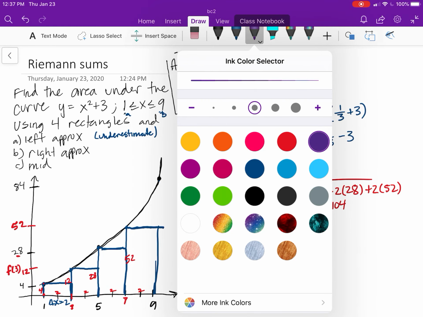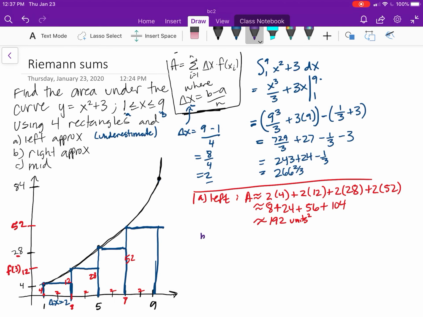Let's switch colors here. Purple's fine. Okay, now I want a right endpoint. So what's the difference? Blue and purple might contrast, so let's go with this ugly green here. Now it's saying to use a right Riemann sum approximation. Go to your right endpoint, go up to f of x, and draw your rectangle to the left. Go from the next endpoint, draw your rectangle to the left, and so forth. 4 of those.